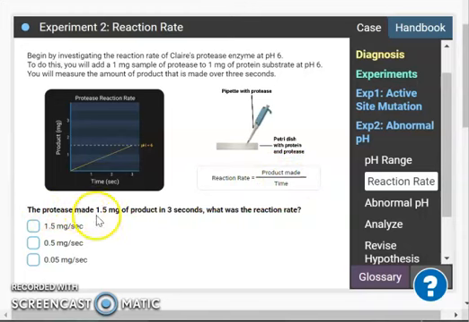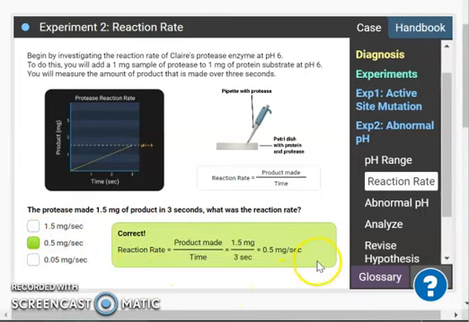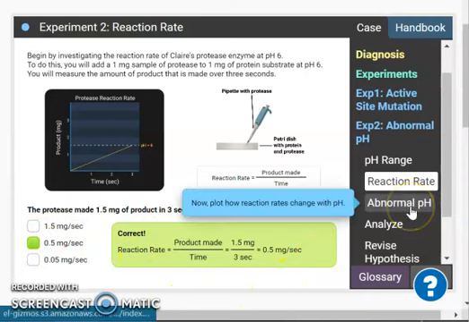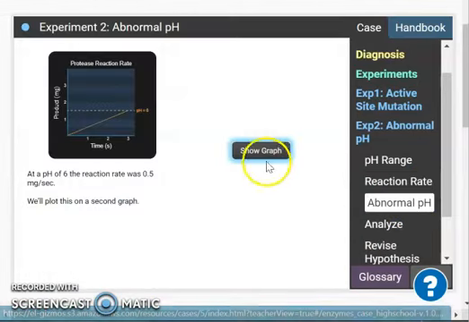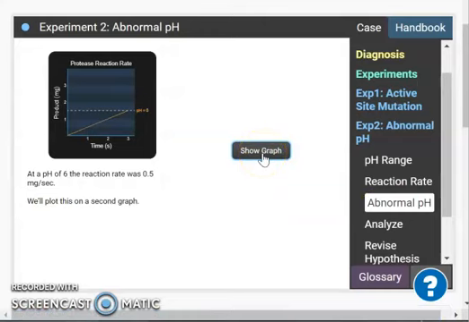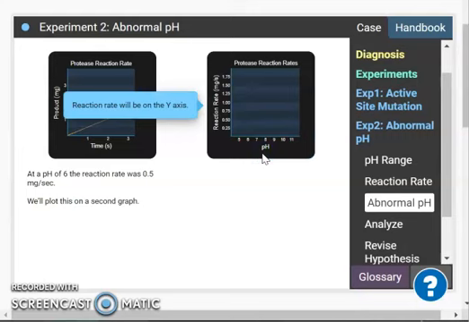So the protease made 1.5 milligrams of product in 3 seconds. What was the reaction rate? We would take 1.5 and divide it by 3. We can now look at how the reaction rate changes with pH. At a pH of 6, the reaction rate was 0.5 milligrams per second. We'll plot this on a second graph.